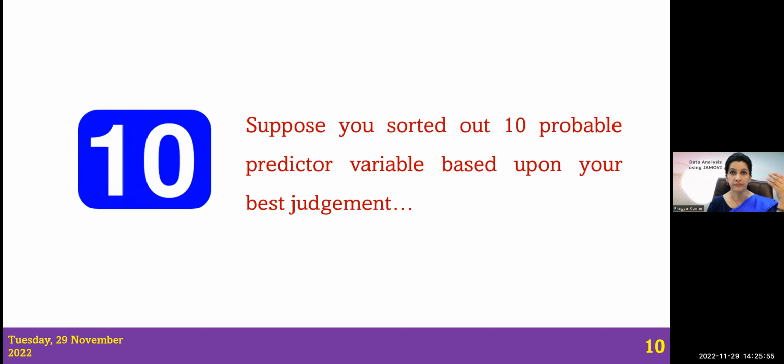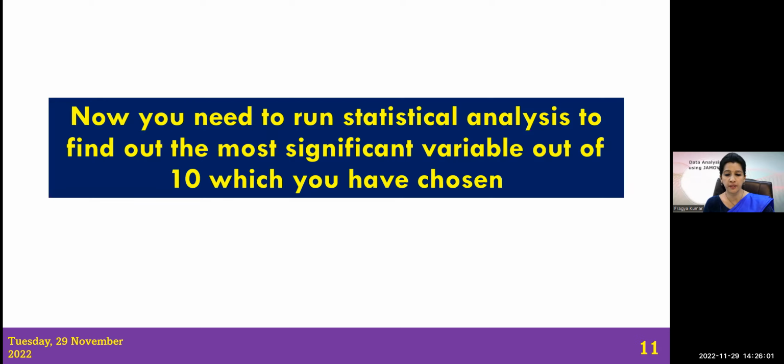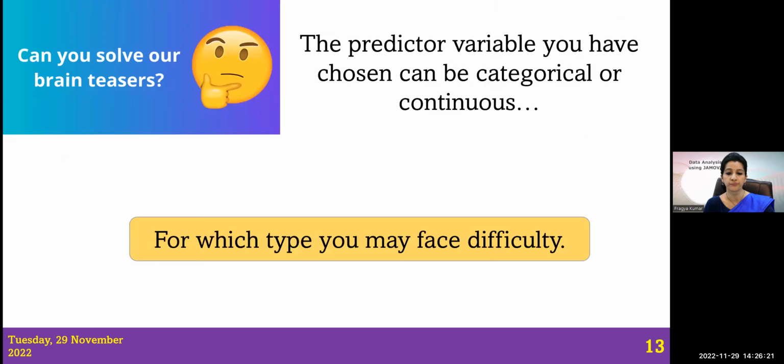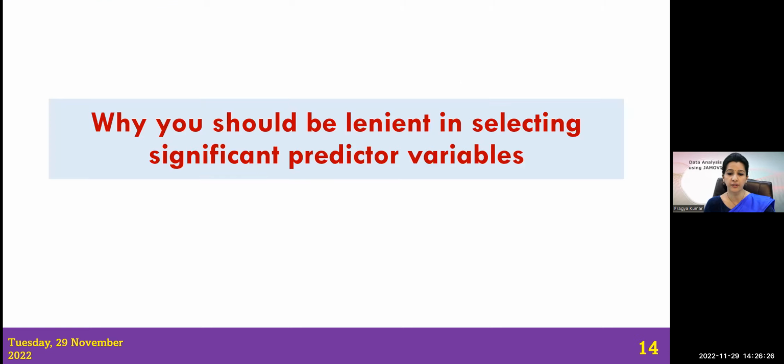Suppose you have sorted out 10 probable predictor variables based upon your best judgment. Now you run the statistical analysis to find the most significant variables out of the 10. So you do one-to-one analysis: one variable and the outcome, variable 2 and the outcome, variable 3 and the outcome. And we select those variables which have a p-value of 0.2 or less. So this predictor variable is again a categorical variable. So why should we be lenient in selecting the significant predictor variables? What is the reason?